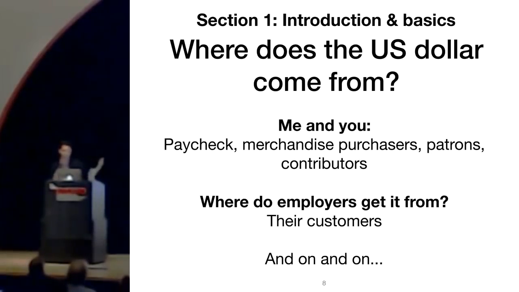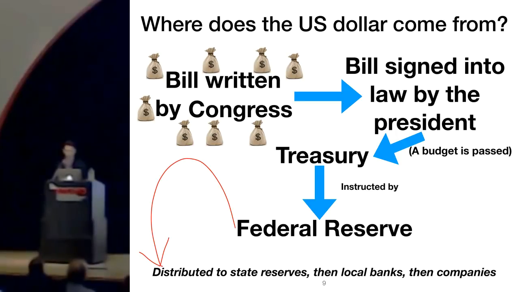Where do our employers get it from? They get it from their customers. Those customers get it from their paychecks, and on and on and on. But the ultimate answer is the Federal Reserve. The Federal Reserve creates the United States dollar. But they don't just create it because they want to create it. They are instructed to do so by the Treasury.